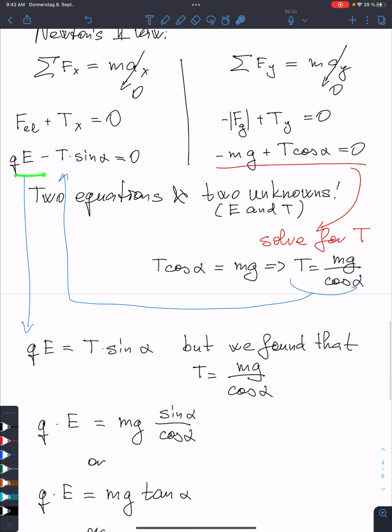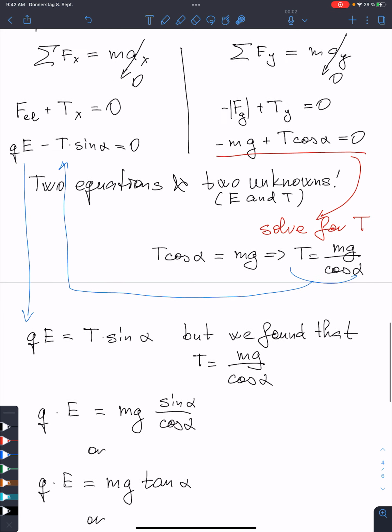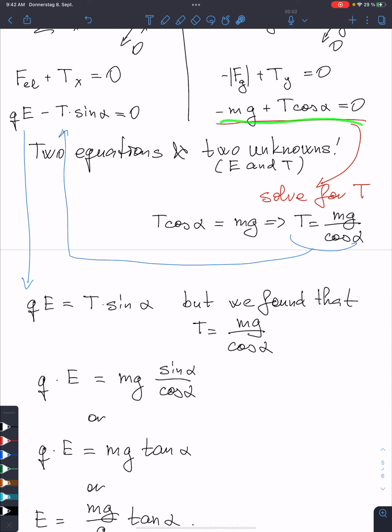Okay, so, well, two equations and two unknowns, it means that we always can resolve the system. So let's start actually with y direction. We can notice that once we find T from this equation and we substitute over here, we will be able to solve the problem. So I will first find T from this equation. It's pretty straightforward. T times cosine alpha equals mg, or T equals this ratio.